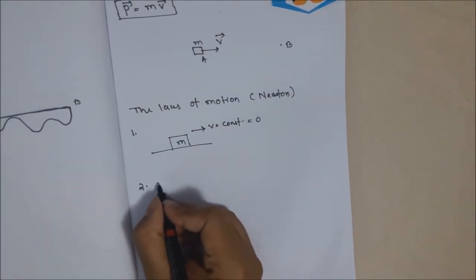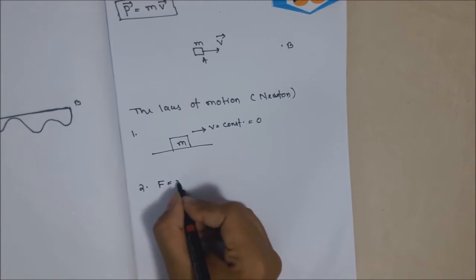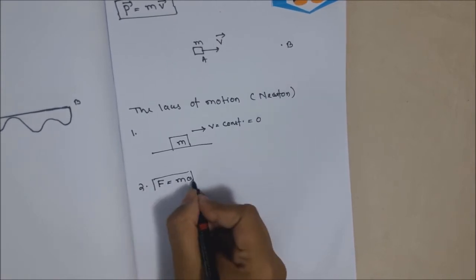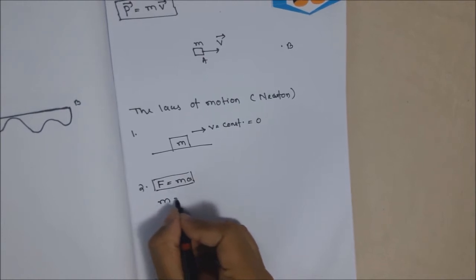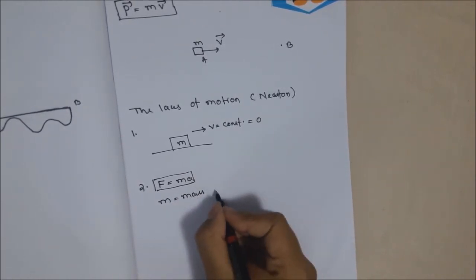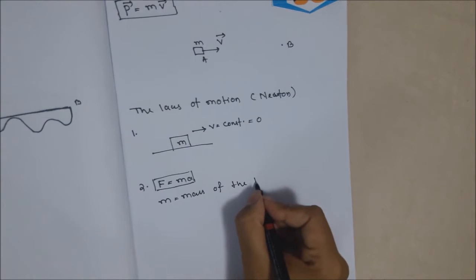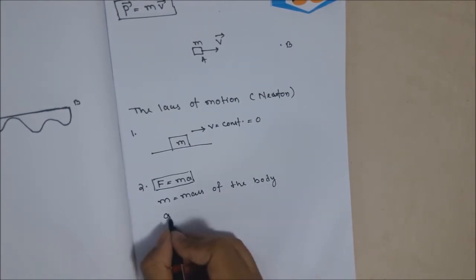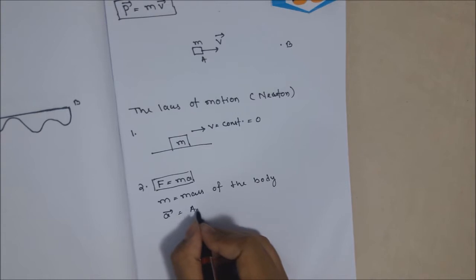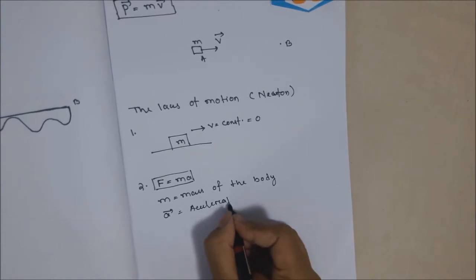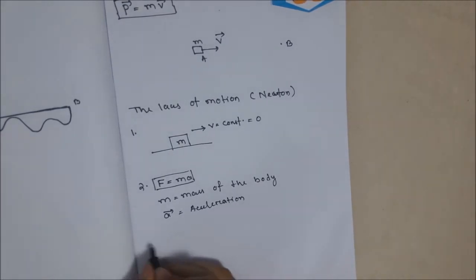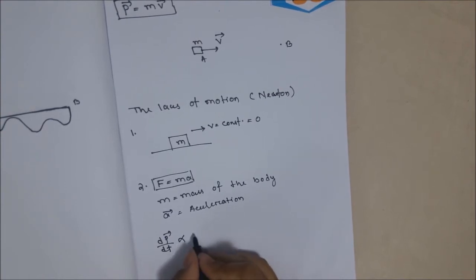According to the second law, the force can be written as F is equal to ma, where m is the mass of the body and a is its acceleration. Now let us derive it. There is a relation that the rate of change of momentum dp by dt is directly proportional to the force.